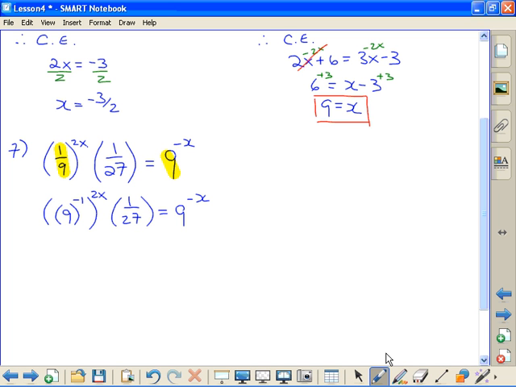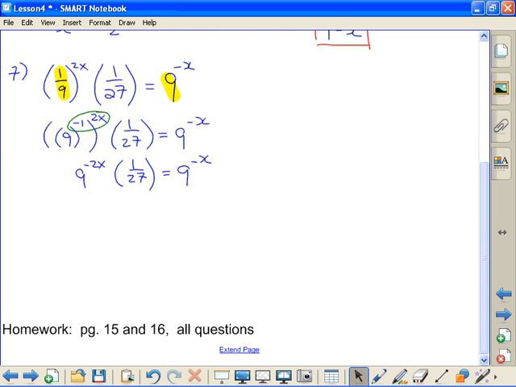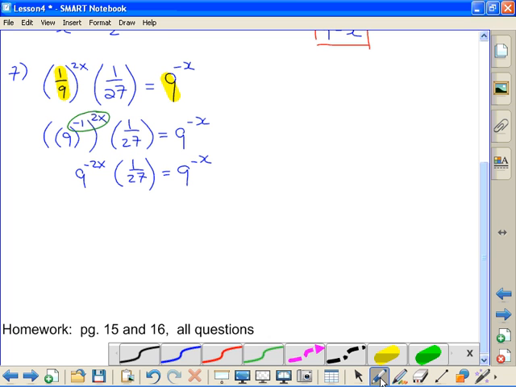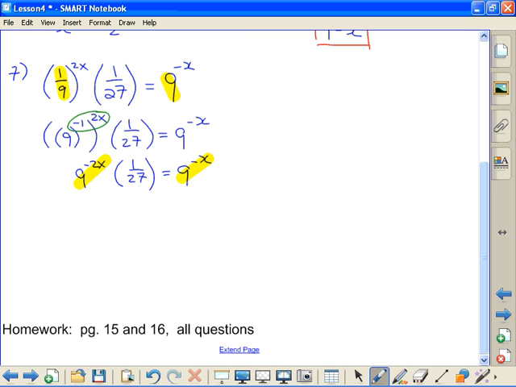Next, I'm going to get rid of the extra brackets here. So I'm going to multiply those exponents together. Okay, so I'd end up with 9 to the exponent negative 2x multiplied by 1/27 equals 9 to the negative x. All right. Now, here's an example where we have variables on both sides. So we have a term with an x here, a term with an x here. Remember we said you want all the variables on one side. So can we get the variables to one side?